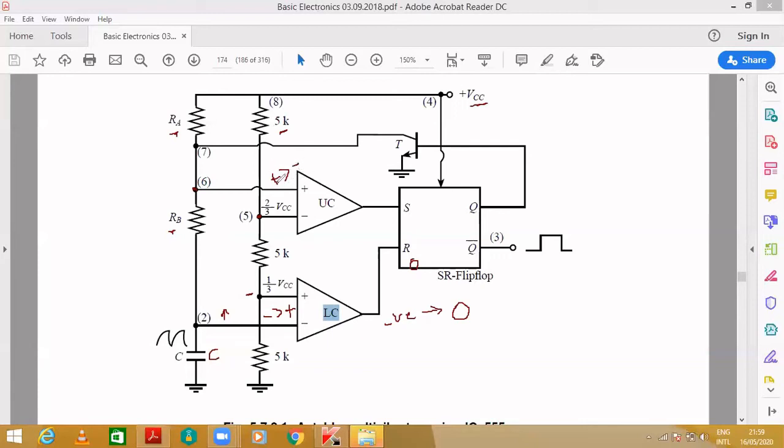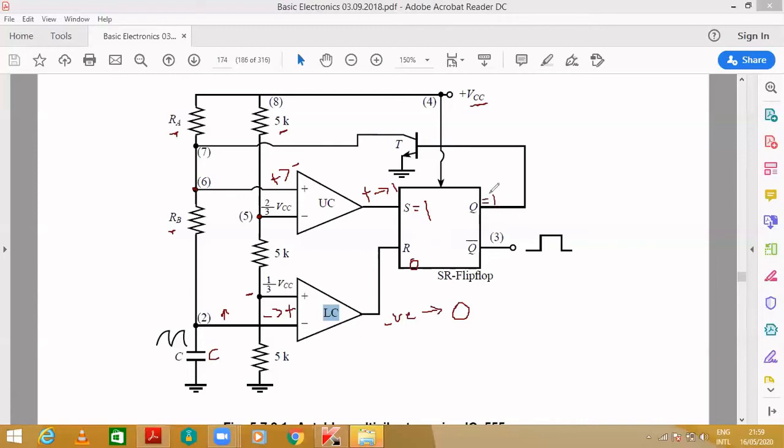The non-inverting terminal voltage is greater than the inverting terminal at the upper comparator. So when this is the case, the output will be positive. When the signal is positive, as per our assumption it will be 1. So now S will be equal to 1. When S is 1 and R is 0, what is our output? It will be set. Set is nothing but Q equal to 1.